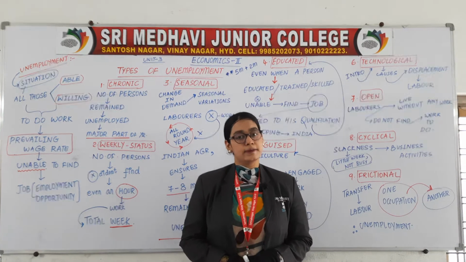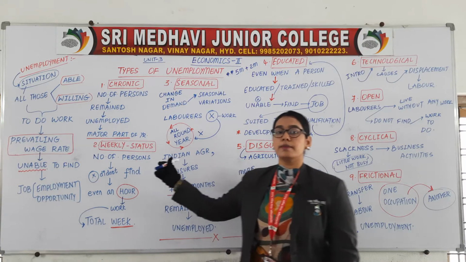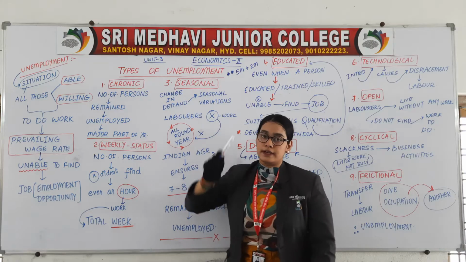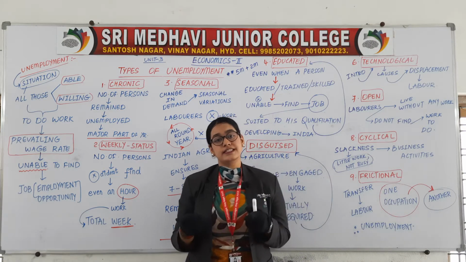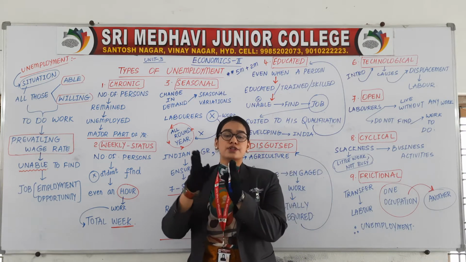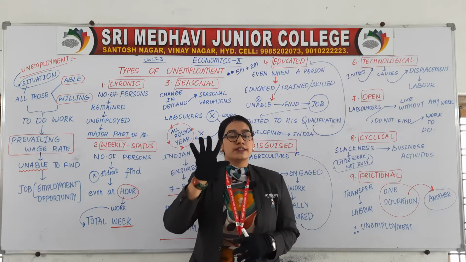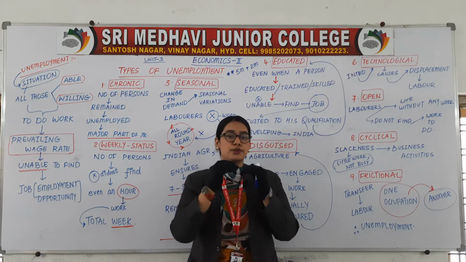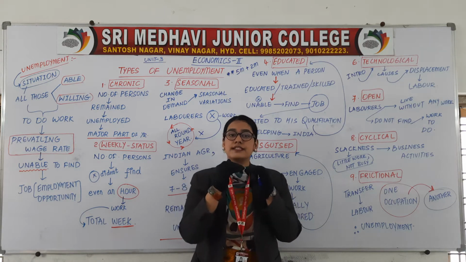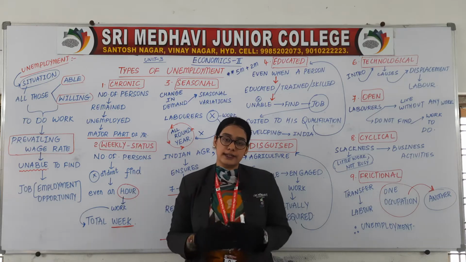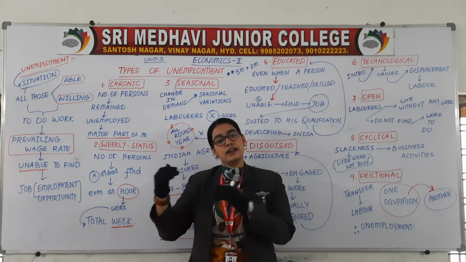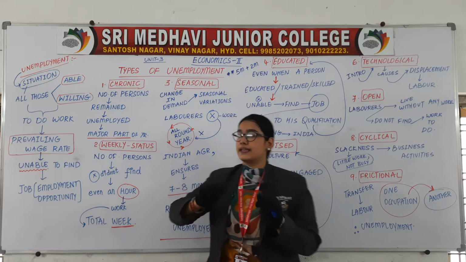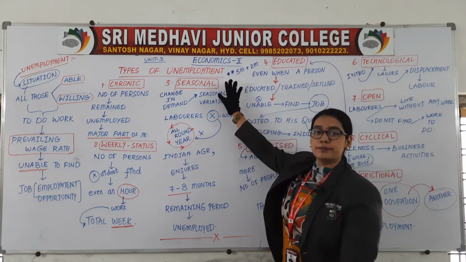Hello everyone, welcome back to our economics class, and today's topic is from unit number 3, that is types of unemployment. In the last class we discussed sectoral contribution to national income, which was a 5 marks topic, like agriculture sector's contribution to national income, then industrial sector's contribution, and service sector contribution to national income. So today's topic is related with unemployment.